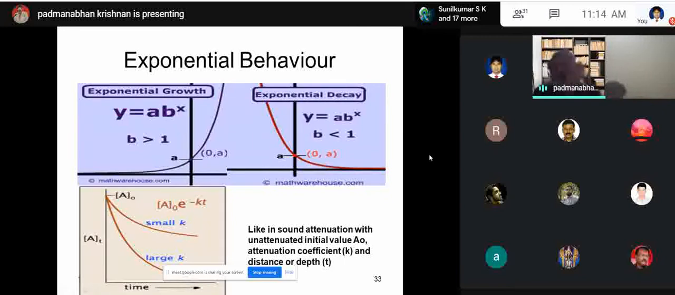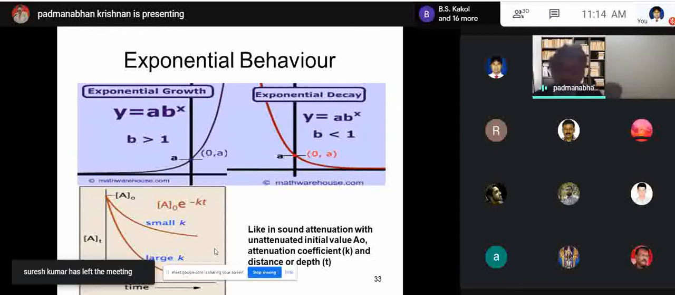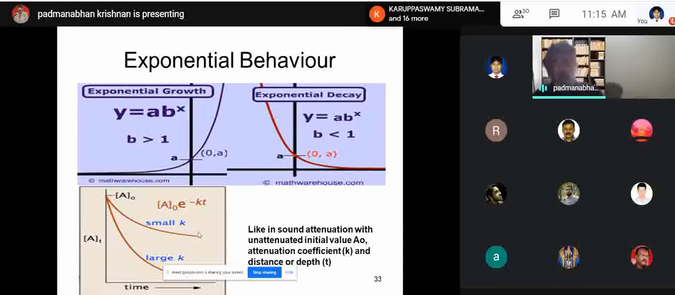Exponential behavior, like the sound attenuation with unattenuated initial value of A0, where you get the attenuation coefficient k and then the distance or depth. Small k gives you a fit even close to the quadratic, but large k will give you the fit that is very close to the exponential. In exponential functions itself, you can have small k and large k values. Small k looks very much quadratic, right? You can actually fit it very close, A0 times e to the power minus kt, where you adjust k. You can get the value very close to quadratic, but not quadratic.